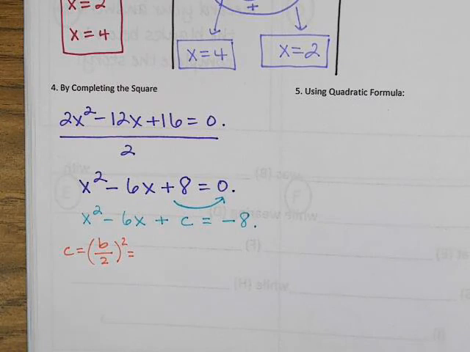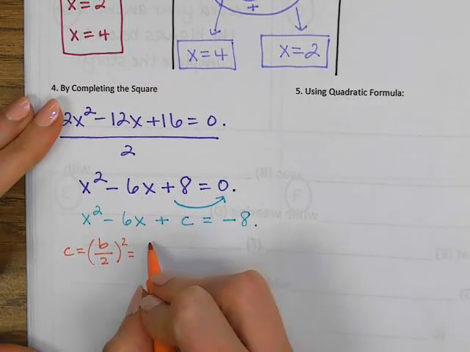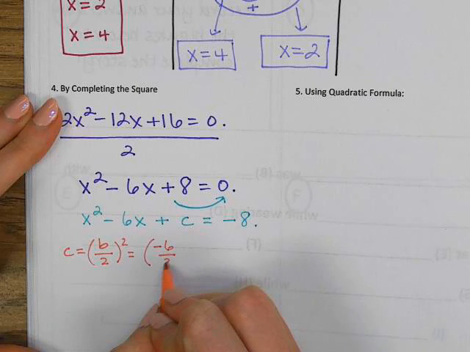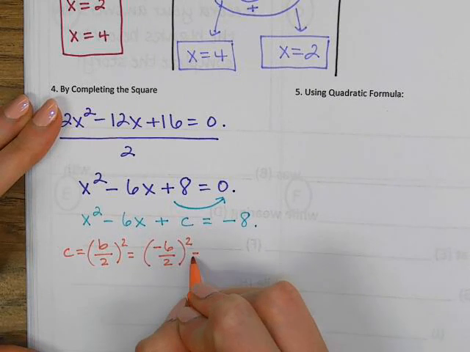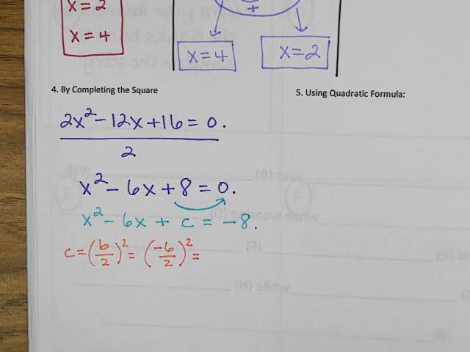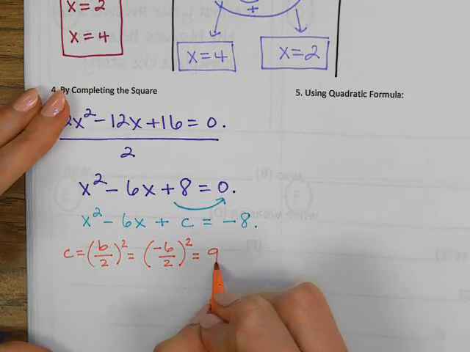In this problem, b is negative 6. So it's going to be (negative 6 over 2) squared. And negative 6 divided by 2 is negative 3, squared is 9. So c is going to be 9.